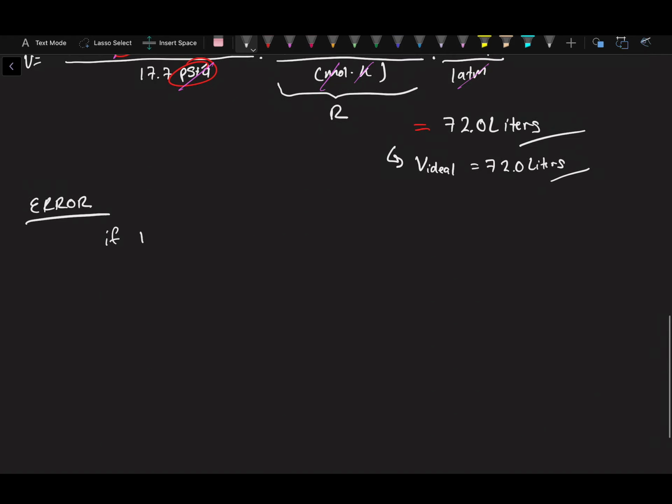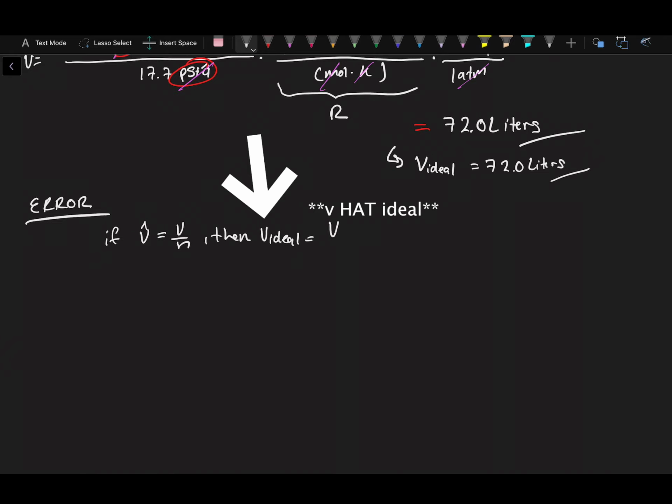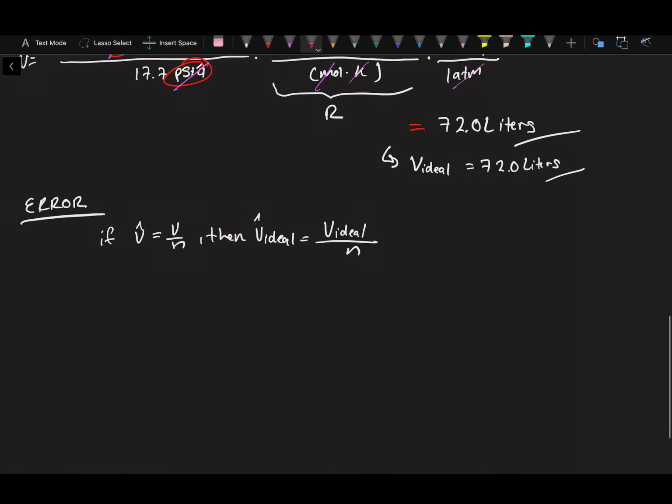If V hat equals V over n, then V hat ideal equals V ideal over n. And because we know what V ideal is, that is over here, we could simply write this: 72.0 liters divided by moles, and our moles is 3.57 mole as we calculated above, and our final answer is 20.2 liters per mole.